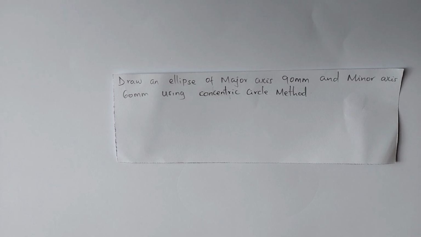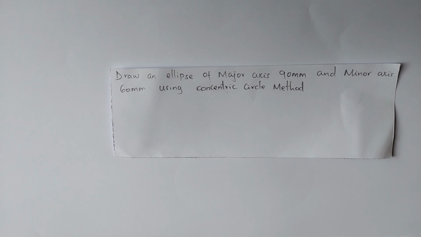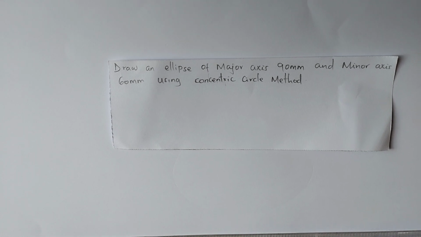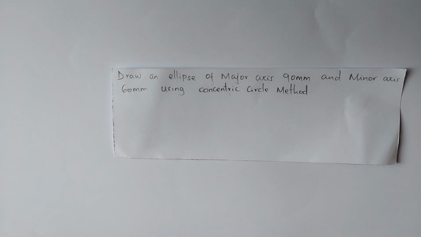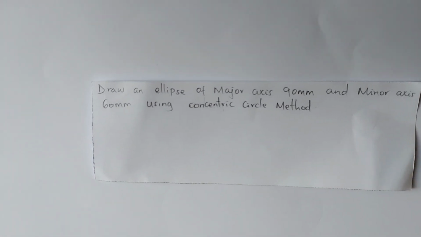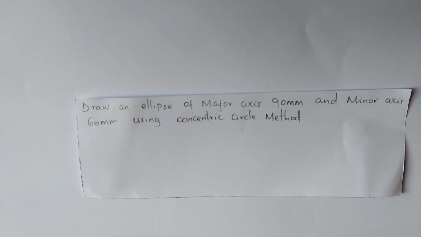Hello and welcome. We're going to learn how to construct an ellipse using the concentric circle method. So we have a question to guide us. Draw an ellipse of major axis 90 millimeters and minor axis 60 millimeters using the concentric circle method.